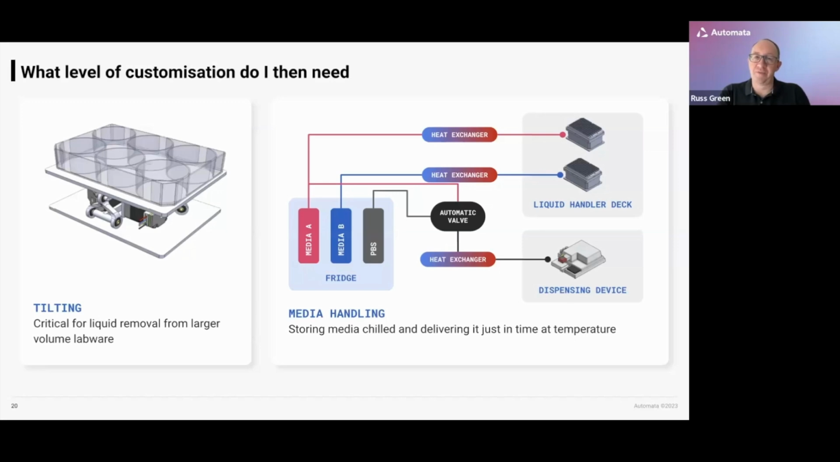But whilst we have a standard toolkit for this, it is going to be specified to the system based on the volumes of media, the numbers of media types, and the devices that it is being integrated with. And so you can just see on this schematic for one particular system, we're delivering 2 media types to 2 different reservoirs on the deck of a liquid handler that are being warmed up in process.